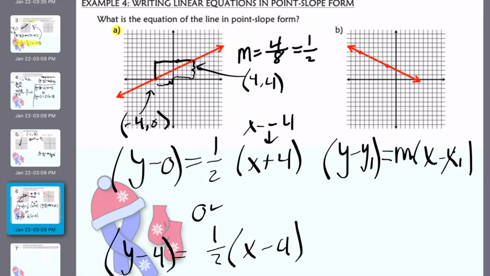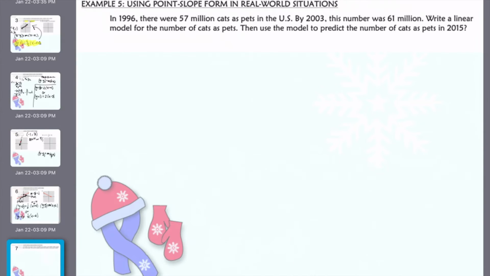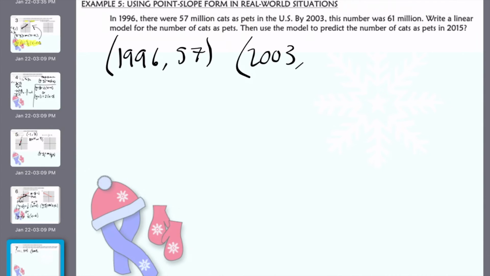Now let's try this in one more fashion, okay? So in 1996, there were 57 million cats as pets. I'm actually going to write that as a point. So I'm going to write this as 1996, comma 57, and we're just going to know that's 57 million. By 2003, so I have another year, so I'm going to write this as a point, there was 61 million. Write a linear model for the number of cats as pets, and then use that model to predict the number of cats as pets in 2015.